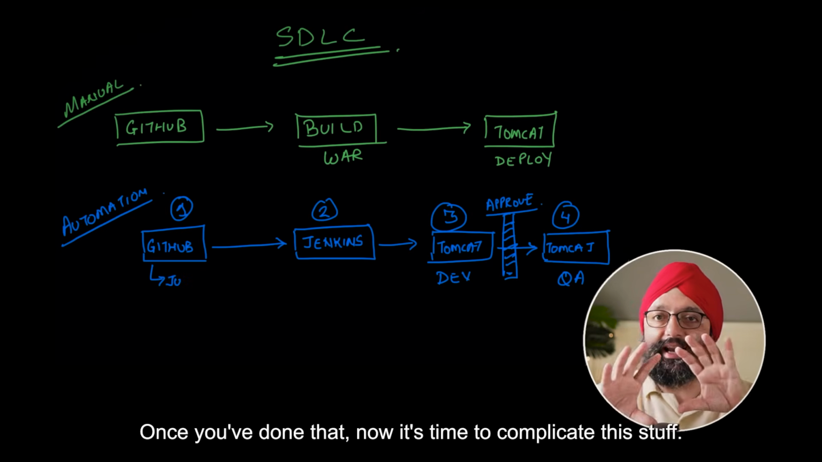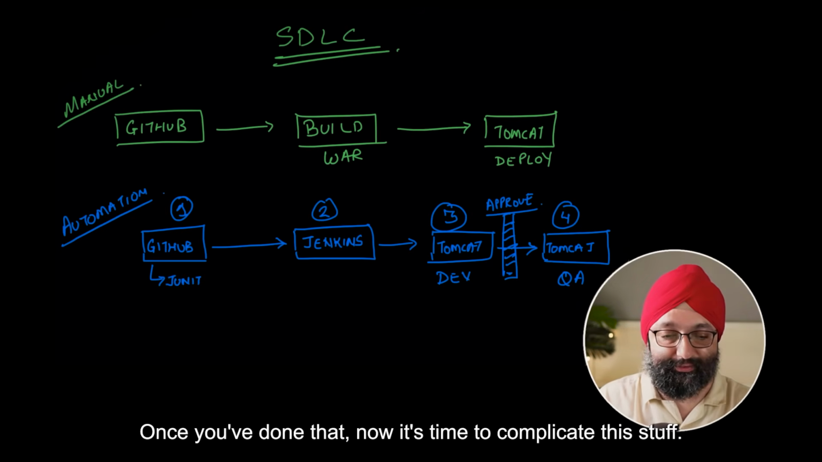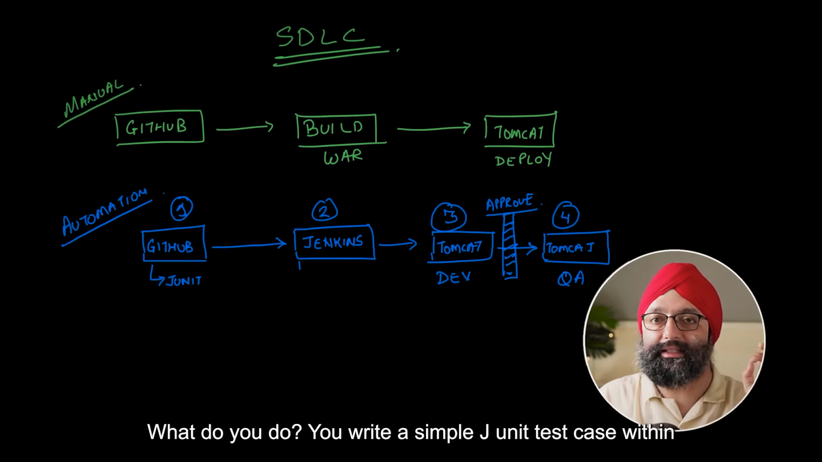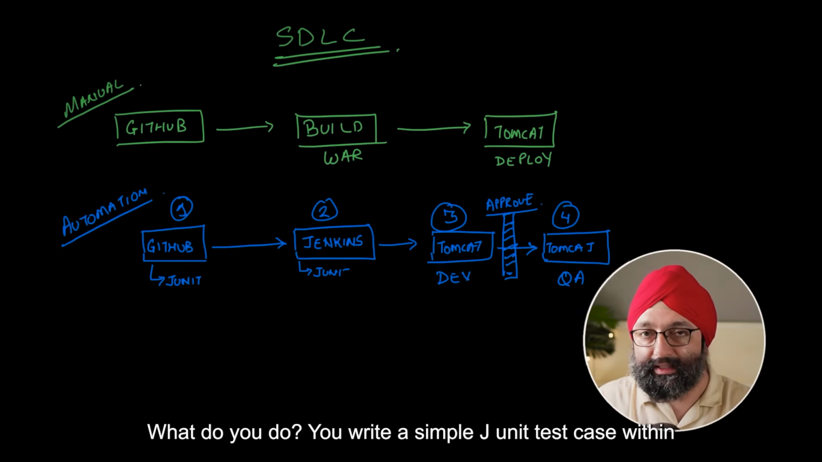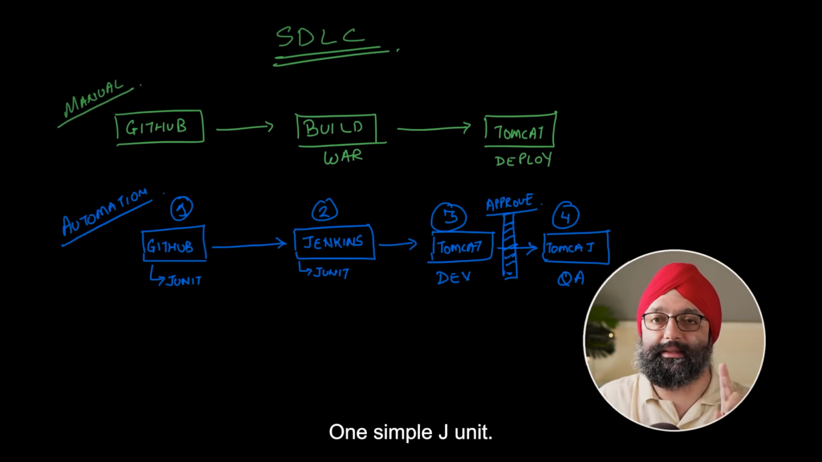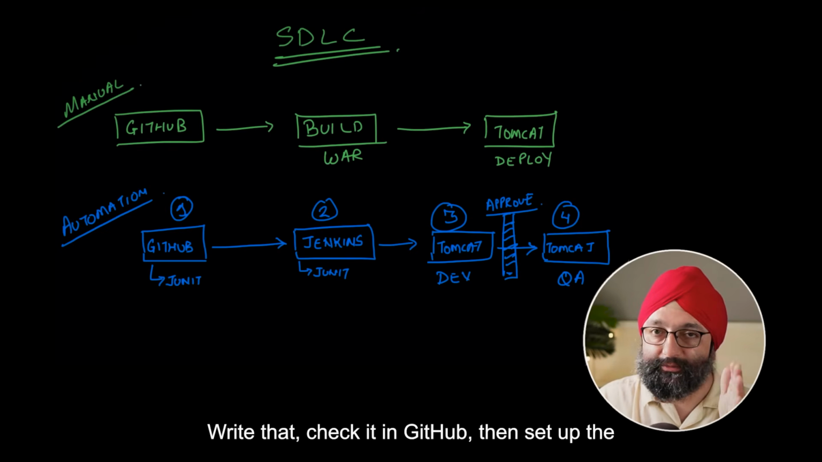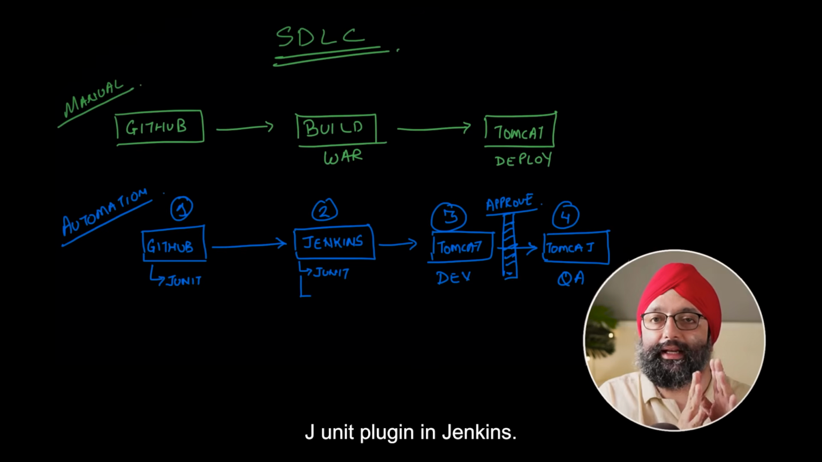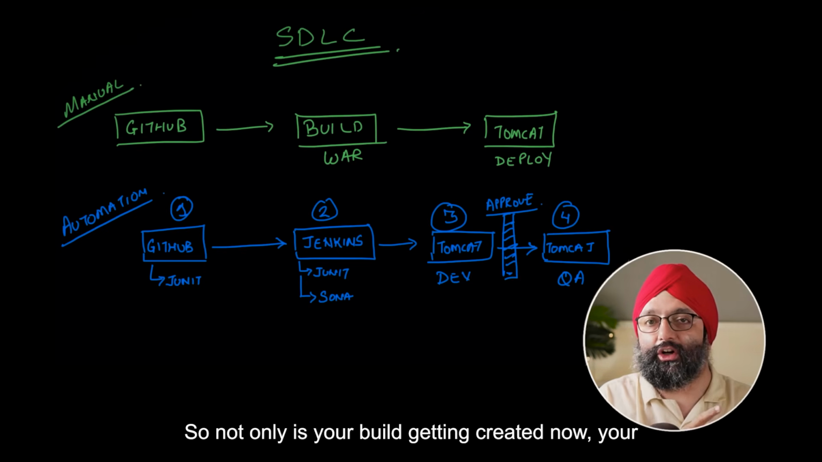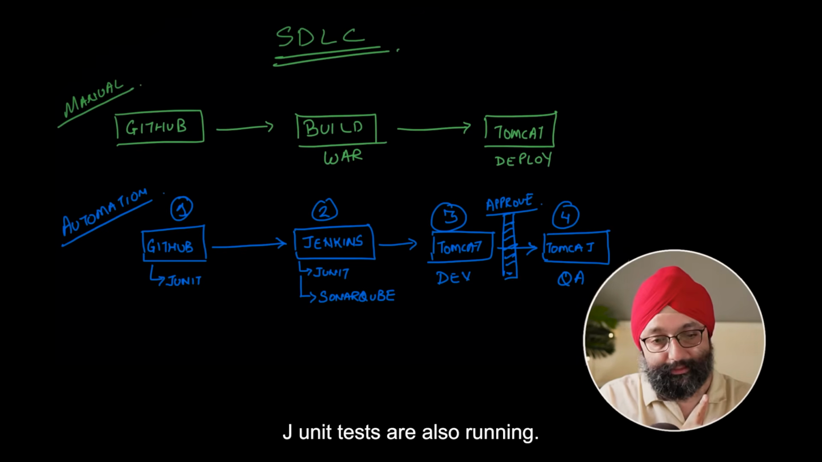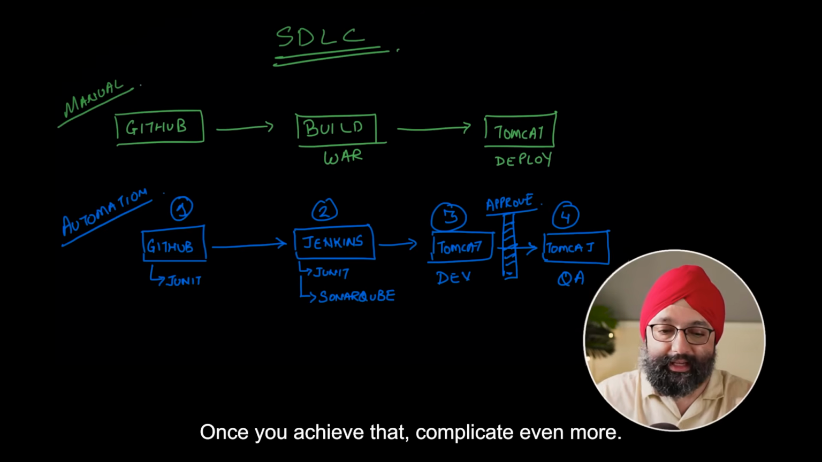Once you've done that, now it's time to complicate this stuff. What do you do? You write a simple JUnit test case within the code. One simple JUnit test. Write that, check it in to GitHub, then set up the JUnit plugin in Jenkins. Run that. So not only is your build getting created now, your JUnit tests are also running. Once you achieve that, complicate it even more.